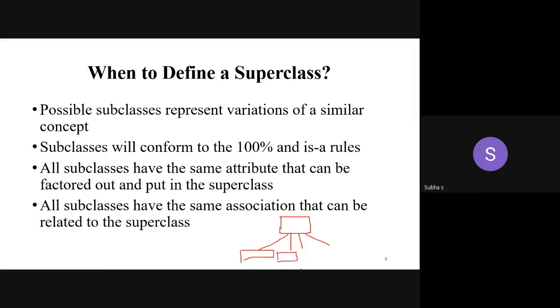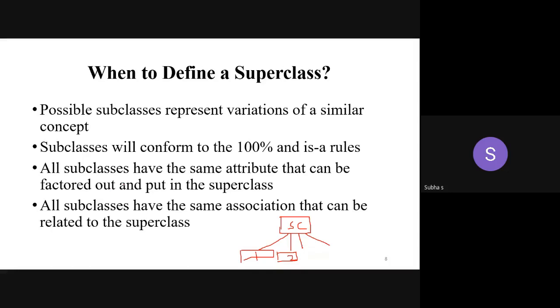So like that you can apply this superclass and subclass for any concept, whichever is related by common concepts. That is the first one. Then subclasses will conform to the 100% rule and the is-a rule. It should satisfy both the 100% rule and the is-a rule. If these two subclasses, subclass 1 and subclass 2, are satisfying these two rules, then I can create the superclass.